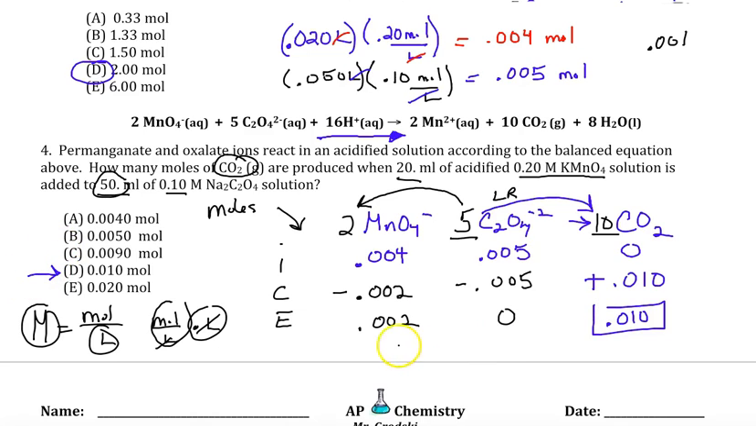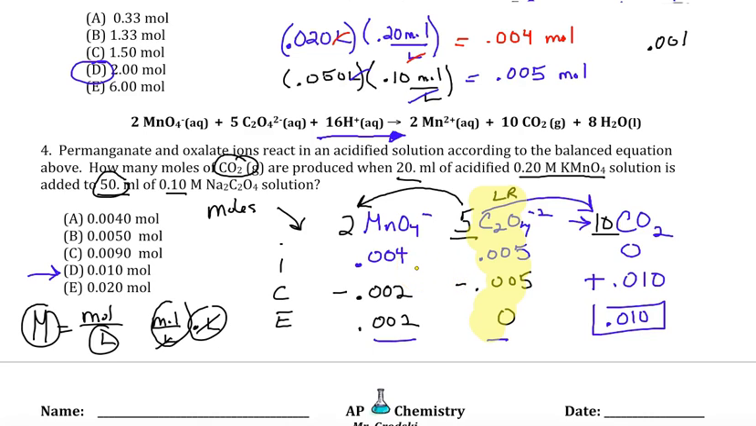Now, I know I did all of this other work just in case they asked for how much is remaining and who is the limiting reagent, but you had to know who the limiting reagent was in order to figure out this problem. I believe this chart method helps you think things through. Easy for me to say.